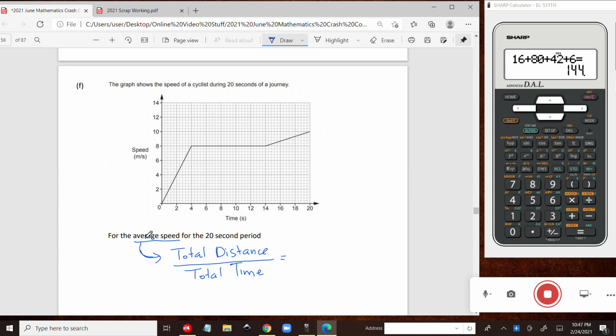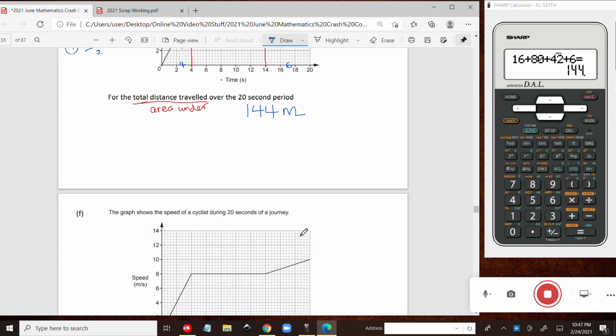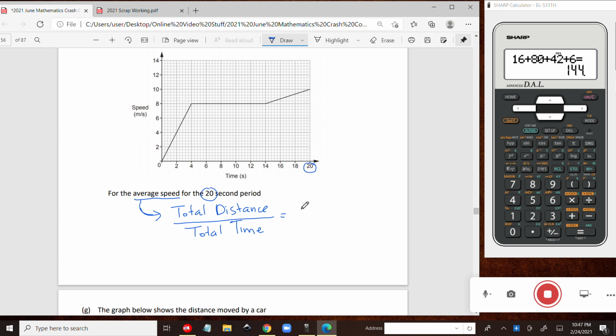Now, they're asking you for the average speed for the full 20 seconds. That's for the full graph. Remember, the total distance, we calculated it above. The total distance was 144.